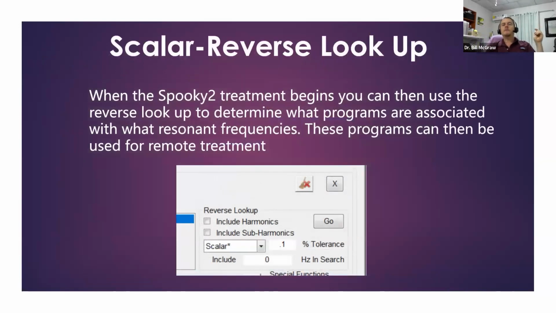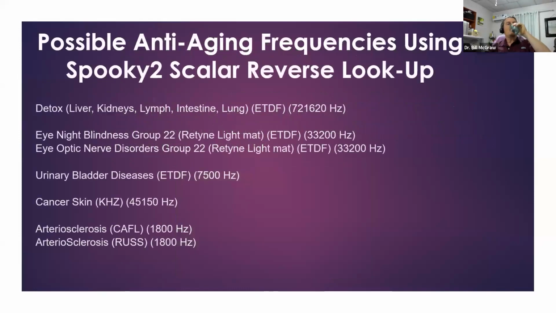Reverse lookup. When the Spooky2 treatment begins, you can then use the reverse lookup to determine what programs are associated with what resonant frequencies. These programs can then be used for remote treatments. Okay, so this is the reverse lookup section. You put in 0.1% tolerance, you press go, and you're going to determine what programs are associated with what resonant frequencies to figure out a working diagnosis and to determine what programs you can use, which would be most beneficial for things like your Spooky2 remote treating for 24 hours a day, which I'm going to discuss here in a minute.